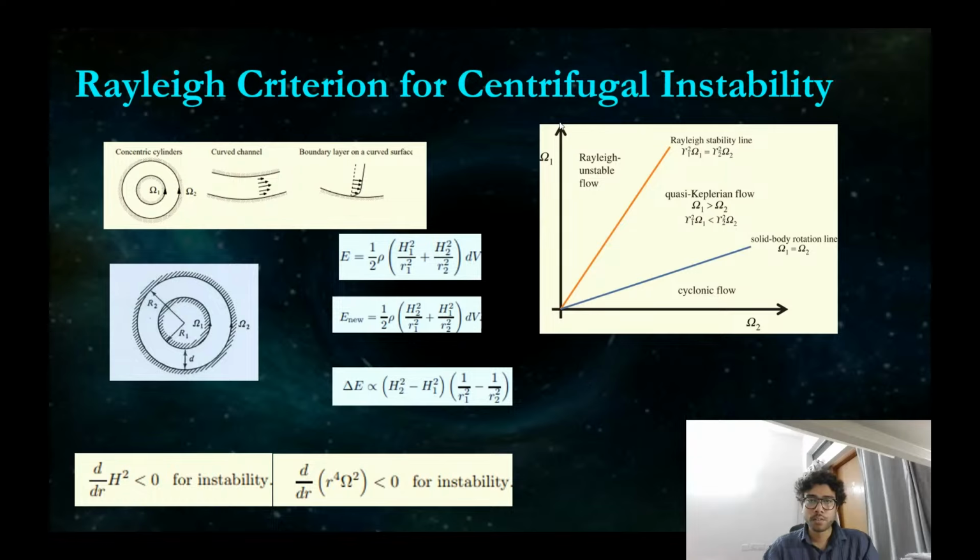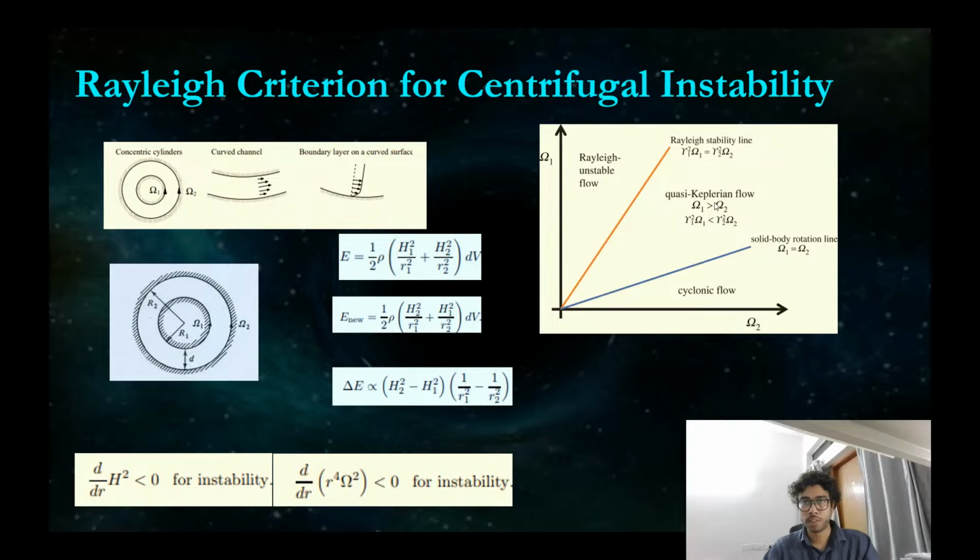Okay. So this is the plot for omega 1, omega 2. And this is the solid body rotation line. As I said, solid body rotation means all the points in the body are rotating with the same omega. Omega 1 equals omega 2. So this is the region for quasi-Keplerian flow. I'll just explain why it is quasi-Keplerian.